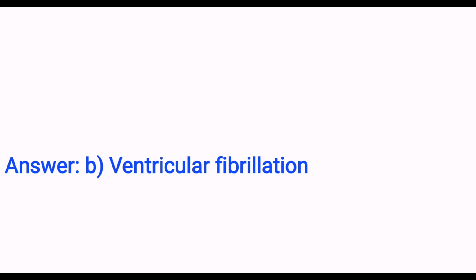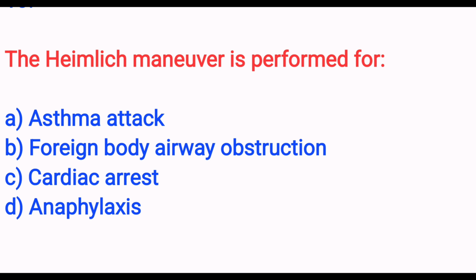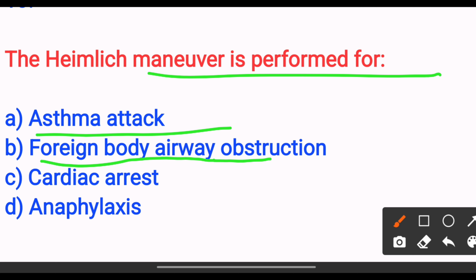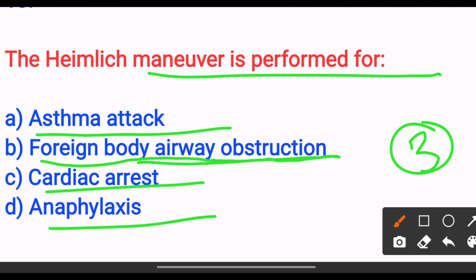Next, the Heimlich maneuver is performed for: option A, asthma attack; option B, foreign body airway obstruction; option C, cardiac arrest; option D, anaphylaxis. The answer is option B, foreign body airway obstruction.